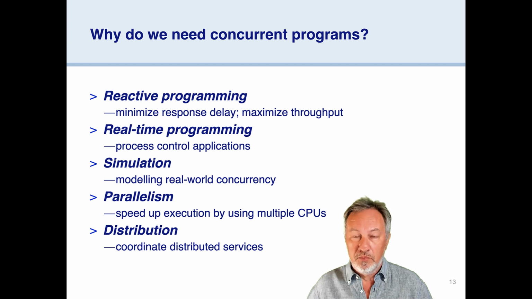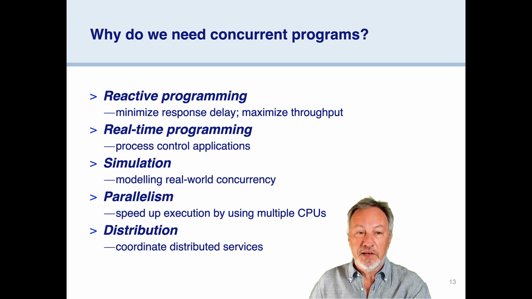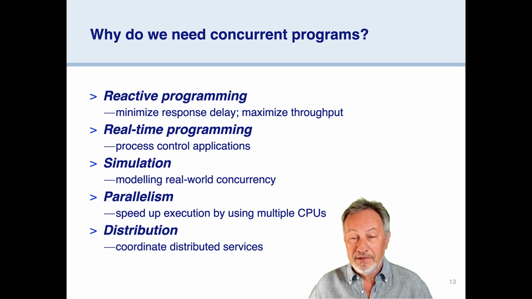Why do we need concurrent programs? Well, actually, most real programs end up being concurrent, at least in some limited ways. So we need concurrency, for example, to support reactive programs. Basically, any program that has a user interface has implicitly multiple threads, because the program needs to be able to listen to input from the user or from multiple hardware devices. In such a case, you want to minimize the response delay and maximize the throughput.